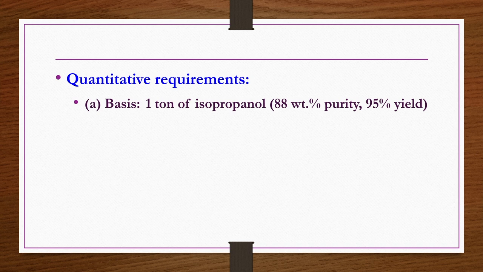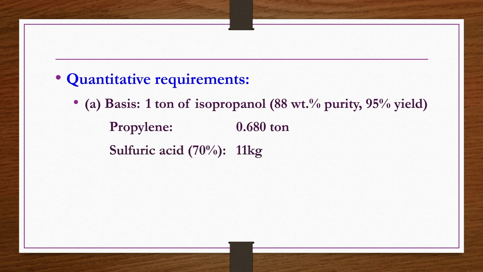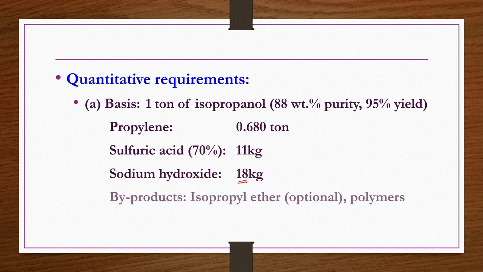Quantitative requirements, basis 1 ton of isopropanol, that is 88 weight percent purity with 95% yield, propylene is required 0.680 tons, sulfuric acid of 70 to 80% concentration 11 kgs, sodium hydroxide is required for the neutralization of the products after the sulfation reaction, which is required at 80 kgs to produce 1 ton of isopropanol.